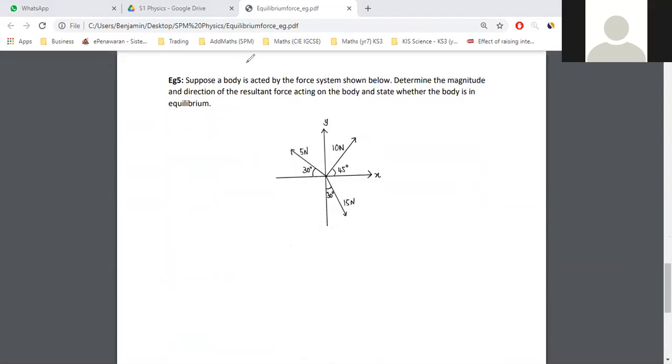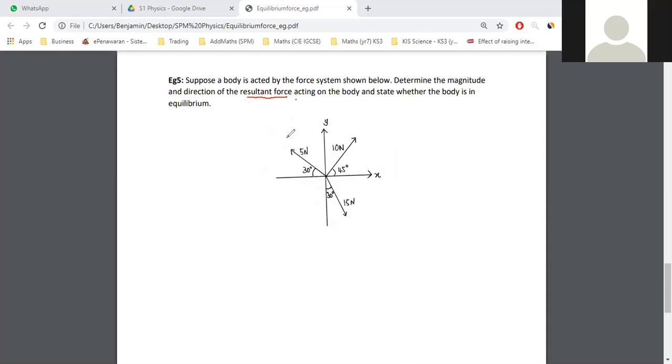Suppose a body is acted by the force system shown. Determine the magnitude and direction of the resultant force. So we want to find the magnitude and the direction of the resultant force acting on the body and state whether the body is in equilibrium.